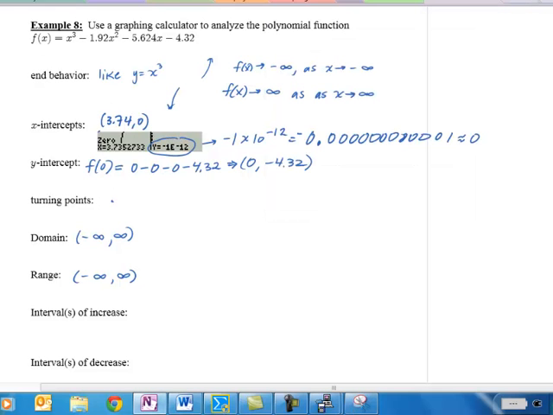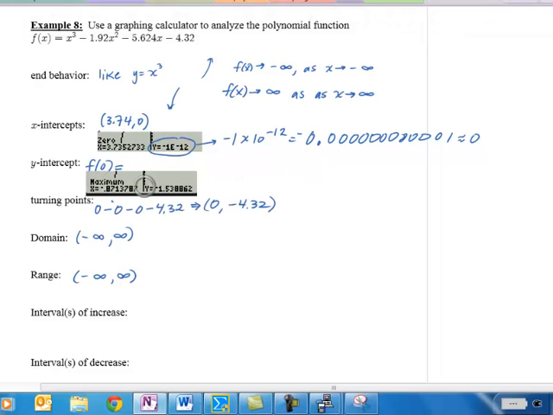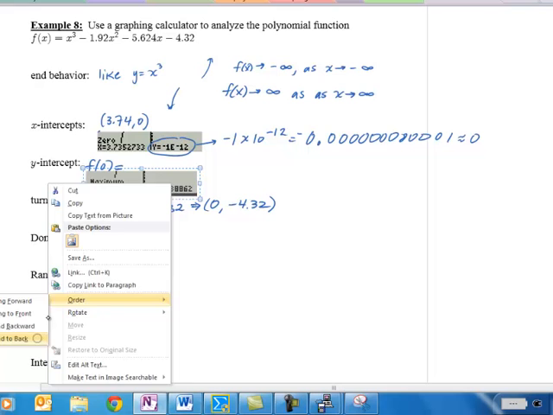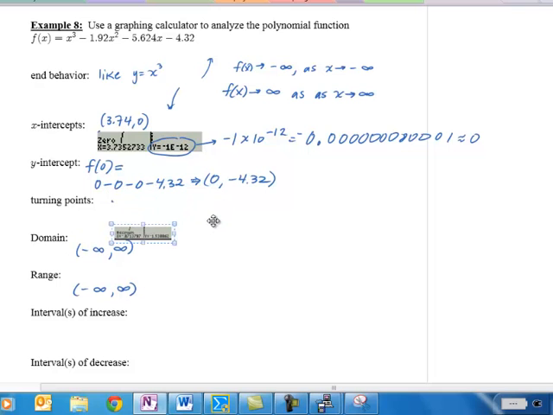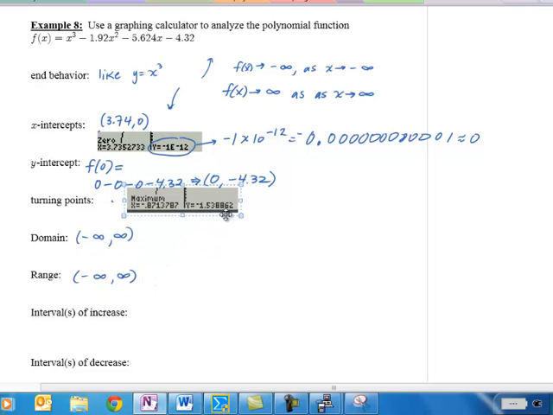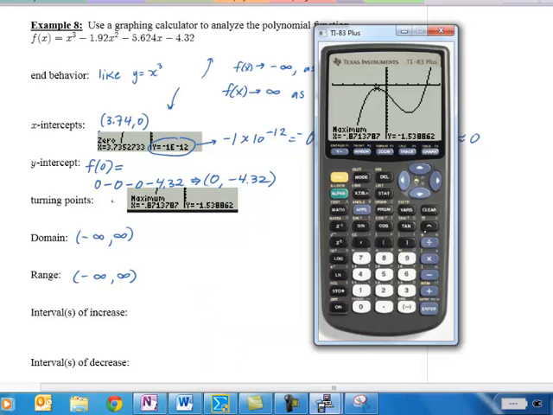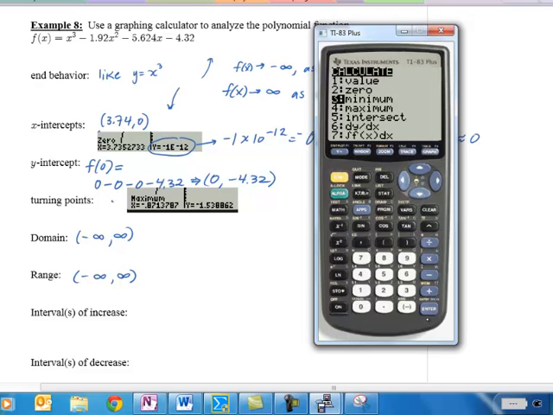So one of the turning points is here at negative 0.87 for the x and 1.54 for the y. And then the other is this low value over here, this relative minimum. So now we'll go through that menu again, and we'll choose minimum instead of maximum.